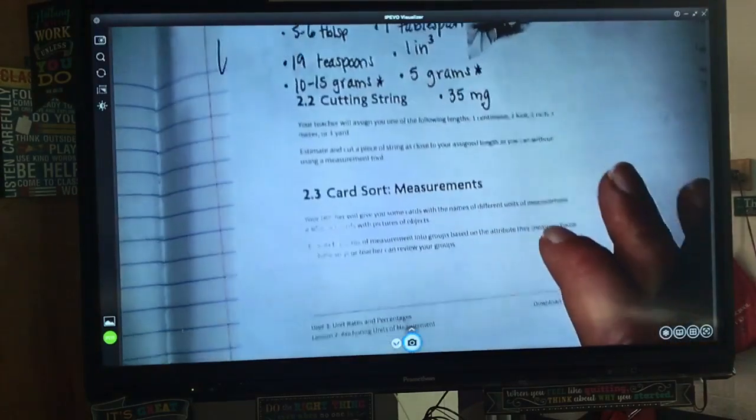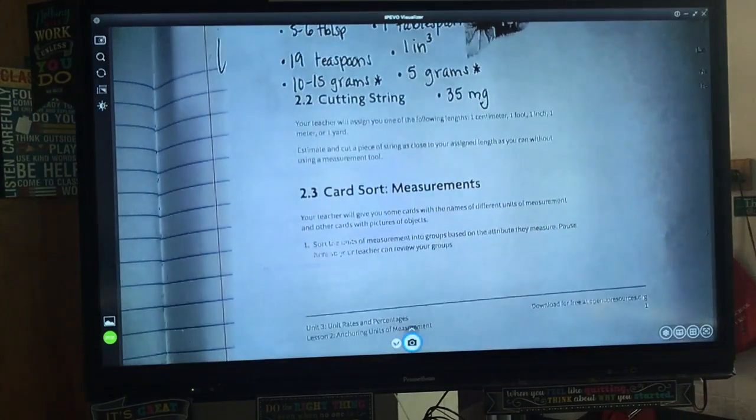So number 2, it says cutting string. If you do not have scissors at your table, I will get you some after I read the instructions. It says put the string down. Nobody said pick up the string. Listen to directions. It says your teacher will assign you one of the following lengths: 1 centimeter, 1 foot, 1 inch, 1 meter, and 1 yard. Estimate and cut a piece of string as close to your assigned length as possible without using a measuring tool.